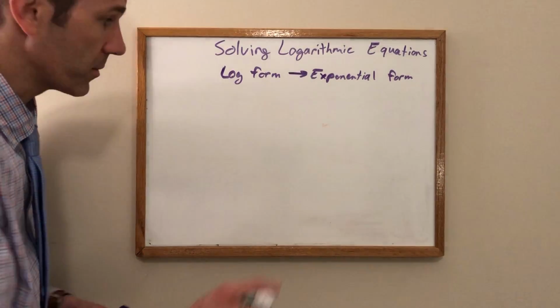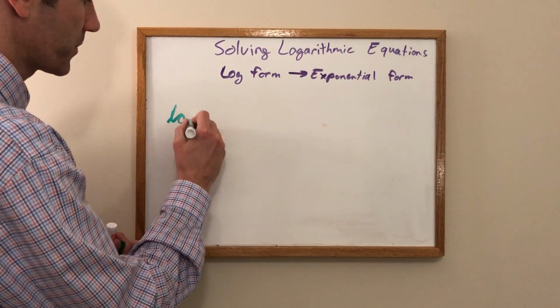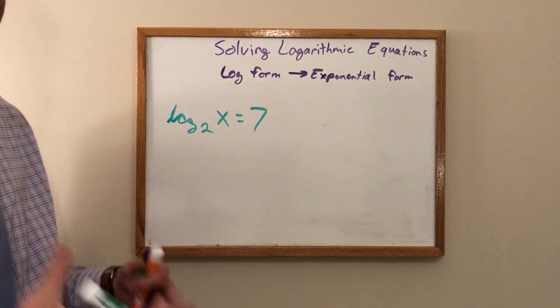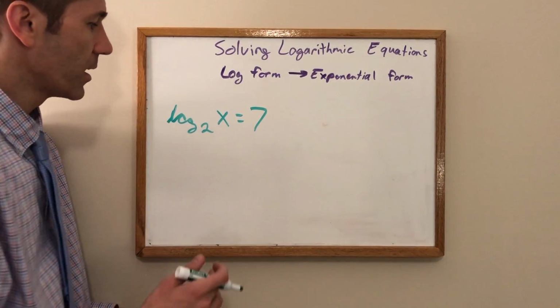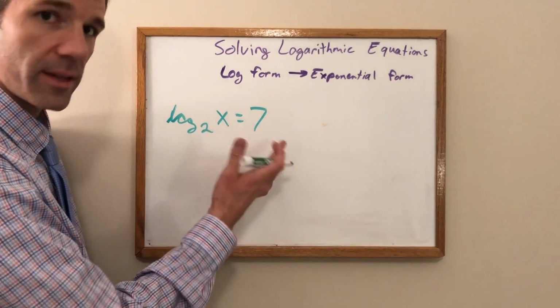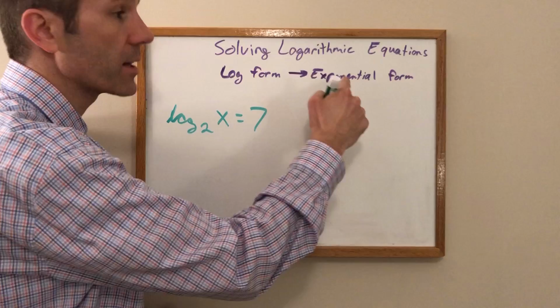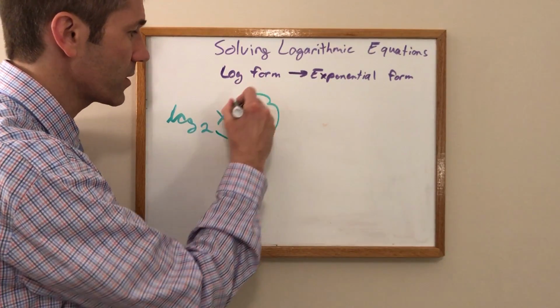The very first problem says log base 2 of x equals 7. Well, I wonder what x is. I wonder what numerical value this could have. Log base 2 of what gives me 7, and 7 is the exponent. We're going to turn it from a log into an exponent. So 2 to the 7th equals x.